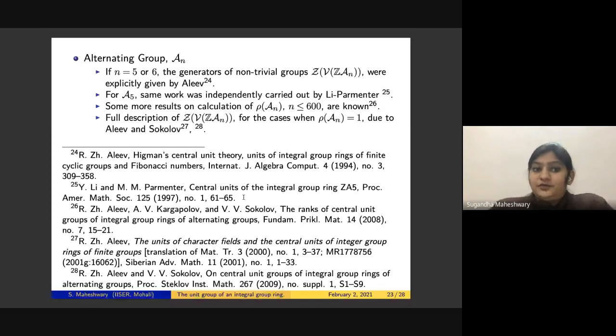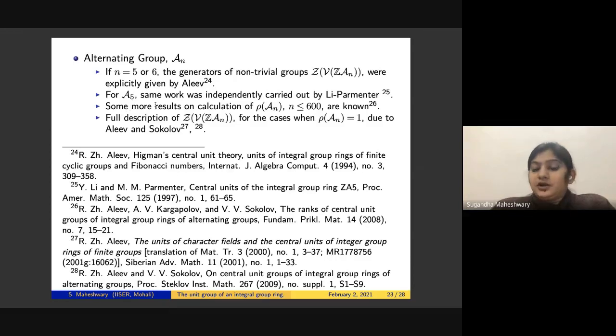So let's see what we have by now. For alternating groups, a lot of work has been done in this direction. As I already mentioned, there are the groups for which this has just the trivial units. And for n equal to 5 or 6, the generators are known to us explicitly. For A5, this work was also done by Lee and Parmenter, although this work was done by Elif for more general cases.